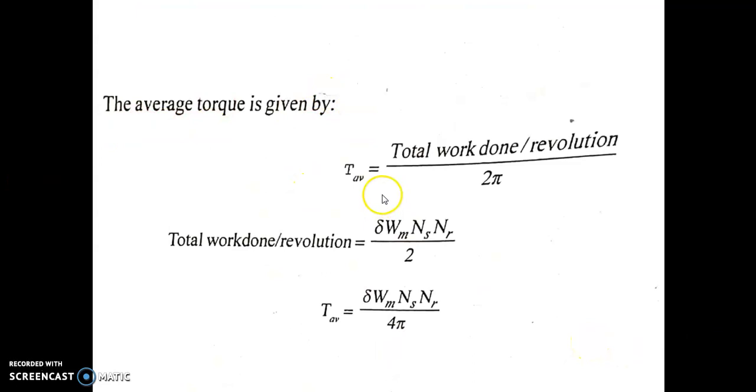The average torque is given by T average, which is the total work done per revolution divided by 2 pi. The total work done per revolution is delta Wm into Ns into Nr, the whole divided by 2. So T average is delta Wm into Ns Nr divided by 4 pi.